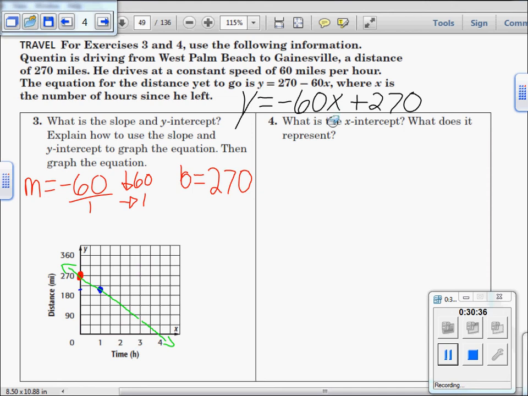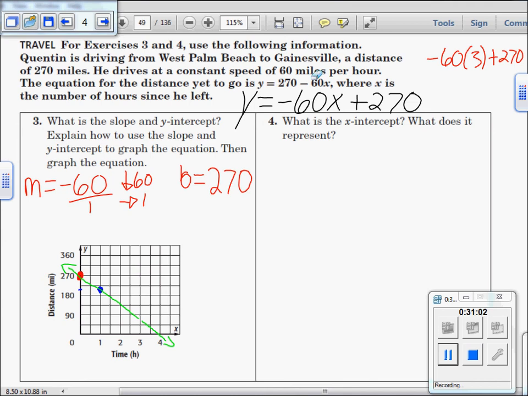As a side note, use your input-output skills for questions like these. So let's make, remember, x was the number of hours. So that's what we can do. Let's make that 3. So we would have negative 60 times 3. Well, that's a negative 180 plus 270. Or we could have done 270 minus 180. Same thing that way.